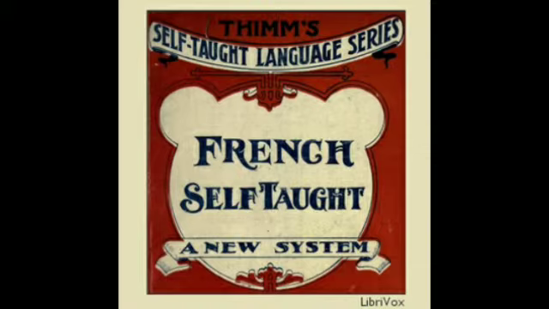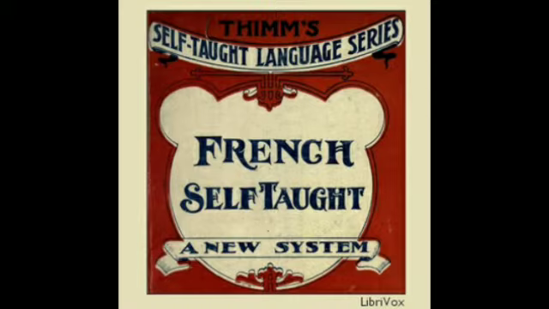French Self-Taught, a new system founded on the most simple principles for universal self-tuition, by Franz J.L. Thimm. Section 1. French Alphabet and Pronunciation. The French alphabet consists of the following 25 letters. Reader's note: the French alphabet now comprises 26 letters, including W. End of reader's note.